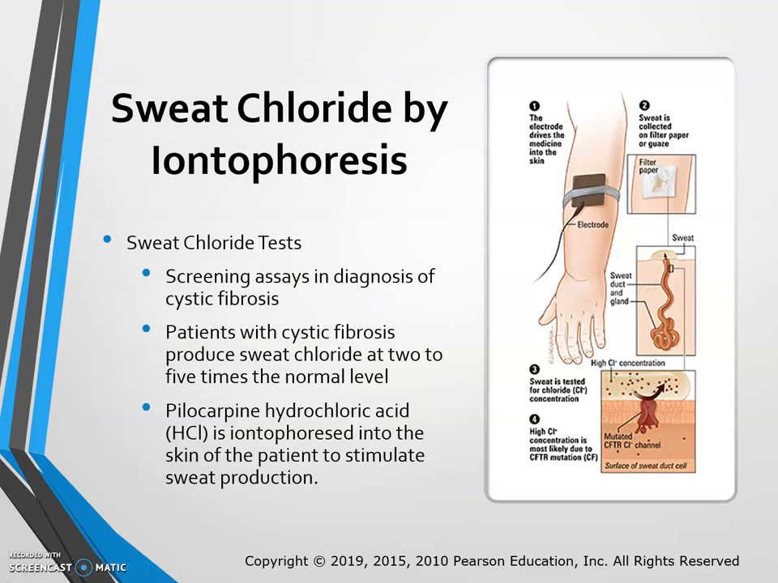The sweat chloride test is for screening, analysis, and diagnosis of cystic fibrosis. Patients with cystic fibrosis actually produce sweat chloride at 2 to 5 times the normal level. A medication, pilocarpine, is iontophoresed into the skin of the patient to stimulate sweat production. The electrode drives the medicine into the skin. The sweat is collected on filter paper. Sweat is tested for chloride concentration, and a high chloride concentration is most likely due to the CFTR mutation.